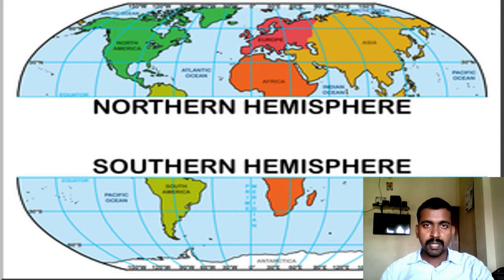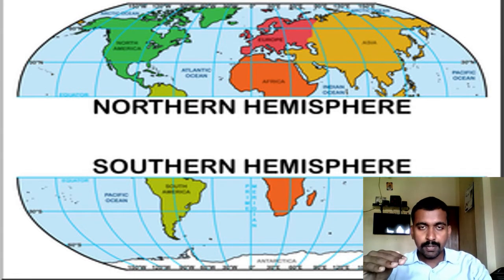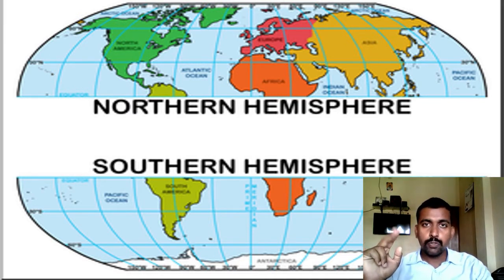The bottom part is known as Southern Hemisphere. So with this equator, we have divided the earth into two parts, that is Northern Hemisphere and the Southern Hemisphere. So now we have two parts, Northern Hemisphere and the Southern Hemisphere.